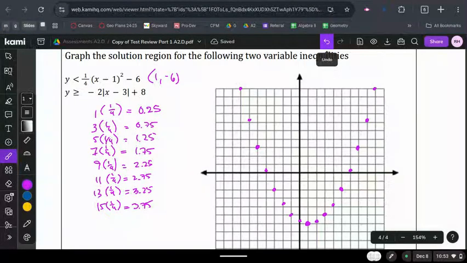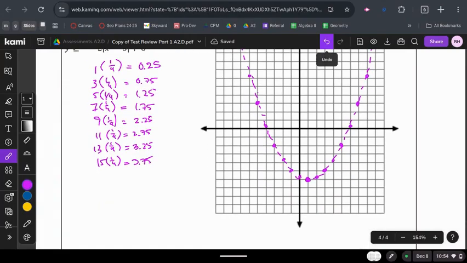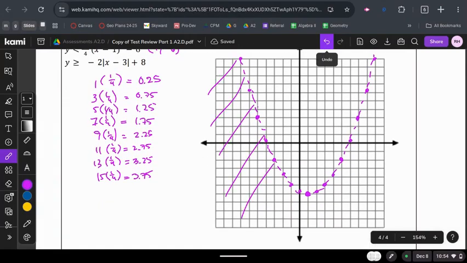All right. But since it's strictly less than, that means it's going to be dotted. Oof. Doing our best as we can. It doesn't always work out the best. Sometimes you have to take your time with it. For me, one side is always easier than the other. And since it's less than, it's going to be shaded below.